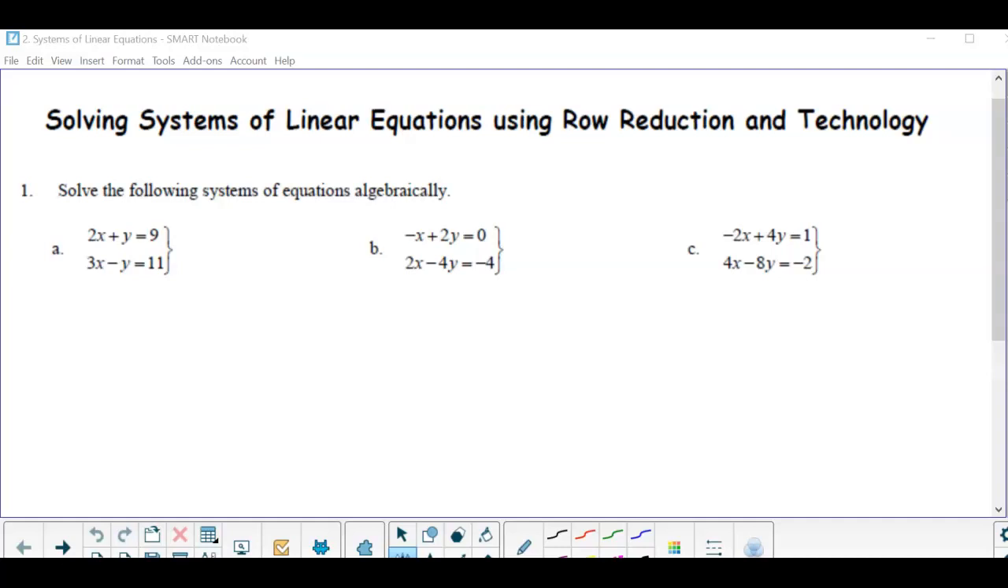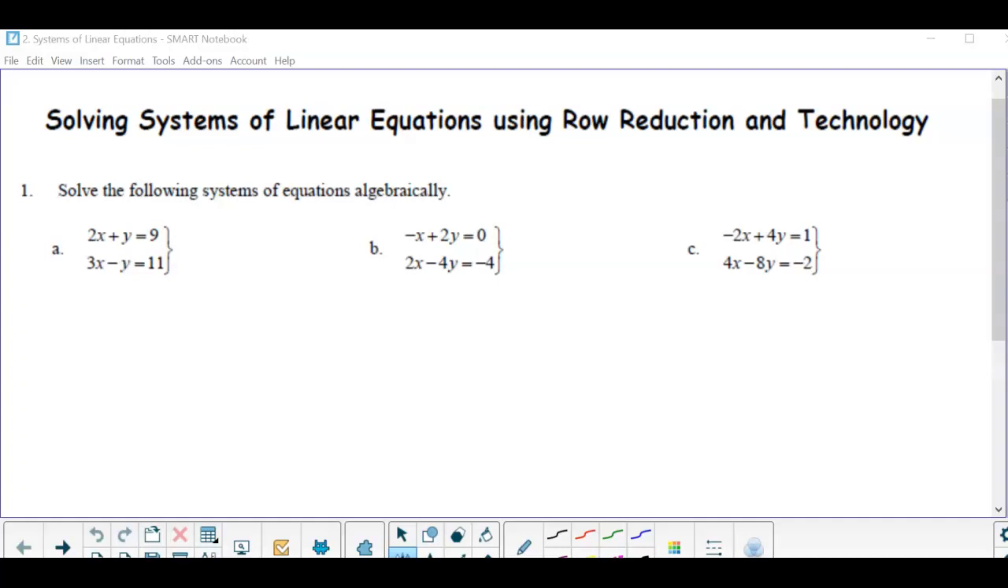Solving systems of linear equations using row reduction and technology. So first is the good old-fashioned way for Math 10, solving those systems. Notice how these are two equations in two unknowns, so they represent two lines. You're trying to see where they intersect: if they intersect in a point, if they don't intersect at all, or if they are the exact same line.